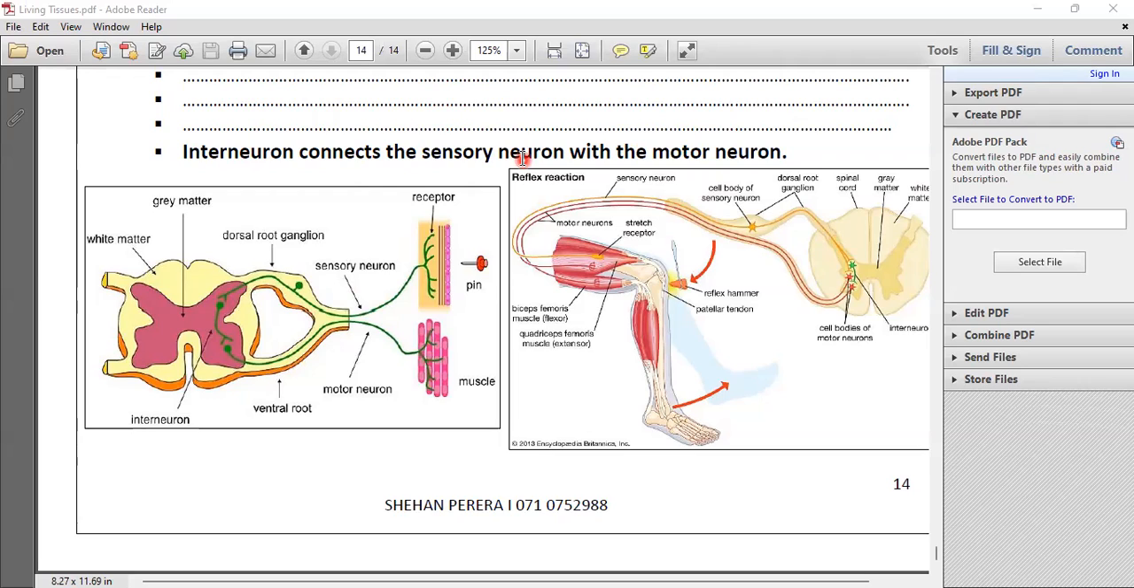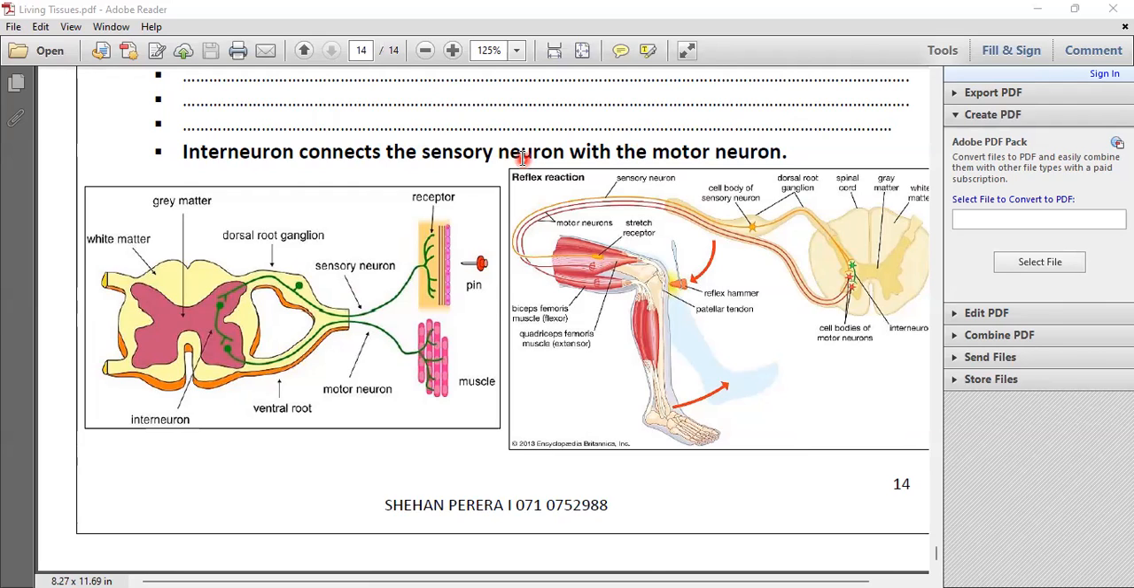What was the stimuli? The ball coming towards you was the stimuli. And which organ senses it? The eye. And then the eye hands over an impulse to the sensory neuron. To the brain? No, the sensory neuron. The sensory neuron takes it to the brain.